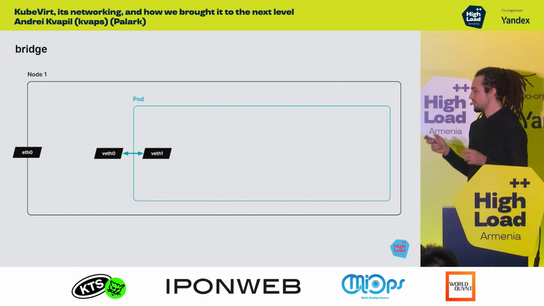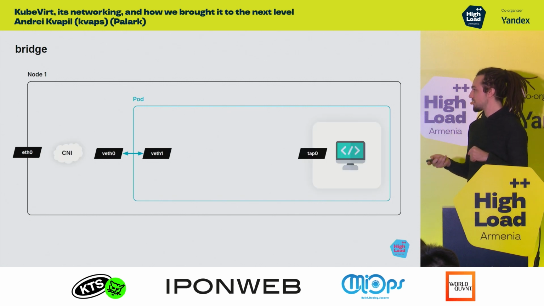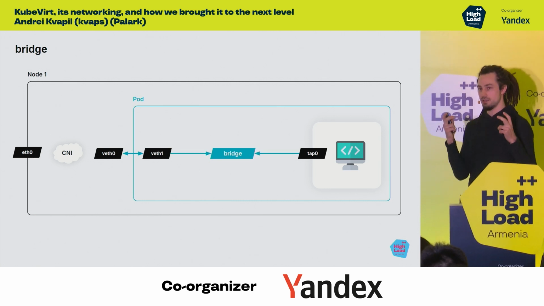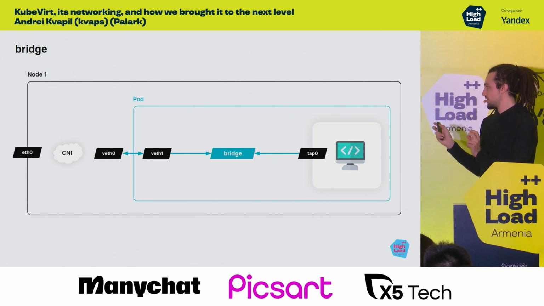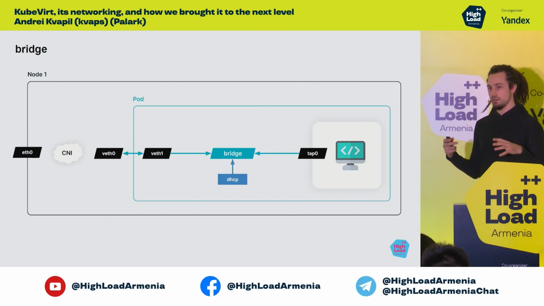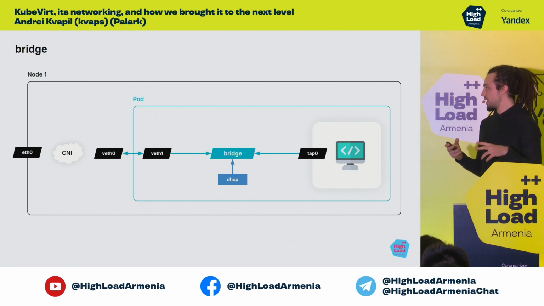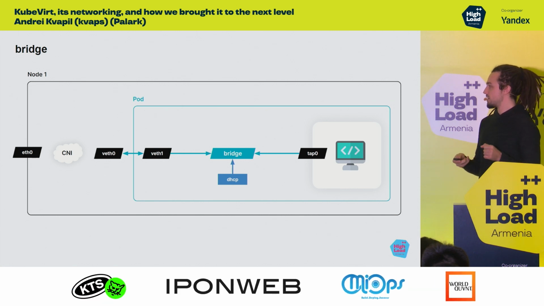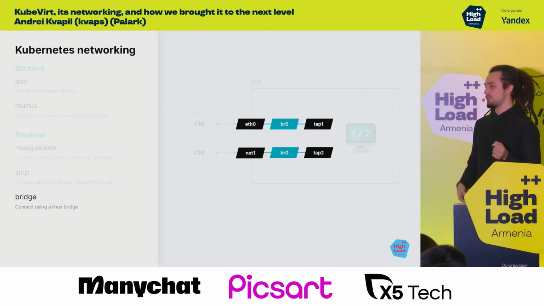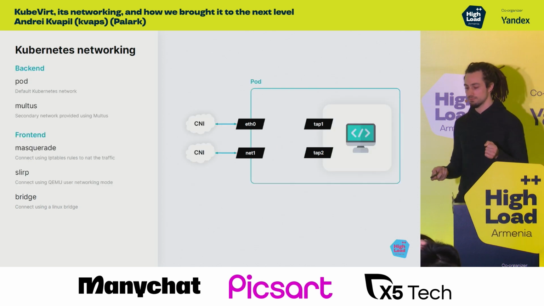We have the pod, veth interfaces, CNI plugin. We have the virtual machine, and then the bridge, which is connecting the pod interface with the virtual machine interface. In this way, when the virtual machine is running, it gets the same IP address as the pod, and we have the best performance of all the existing modes. This mode can be used the same way for Multus and for standard Kubernetes networking as well.